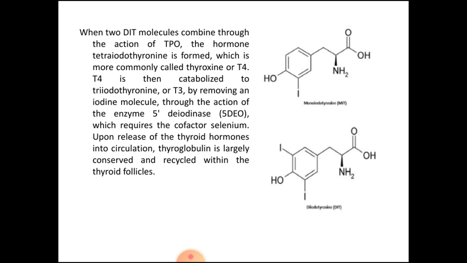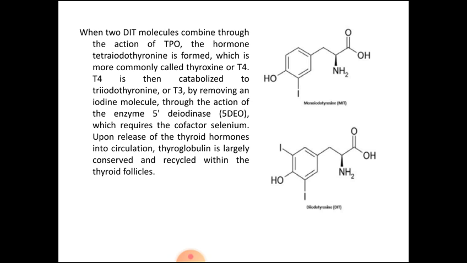T4 is then converted to triiodothyronine, or T3, by removing an iodine molecule through the action of the enzyme 5-deiodinase. So the 5-deiodinase enzyme has the major function of removing an iodine molecule from T4, or thyroxine. The 5-deiodinase requires the cofactor selenium. So this enzyme needs a cofactor for maximum activity, which is the trace element selenium.